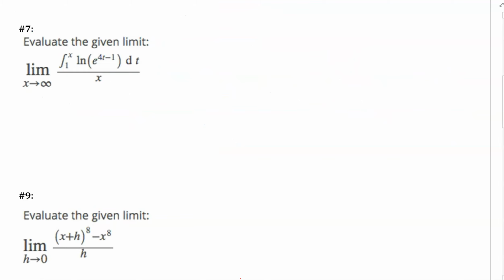So the next commonly missed question was number 7, and understandably so, because it's written in a very confusing way. And in fact, it's the first time you're having to look at an integral where the upper limit of integration is approaching infinity, right?